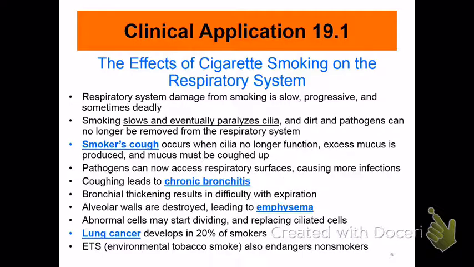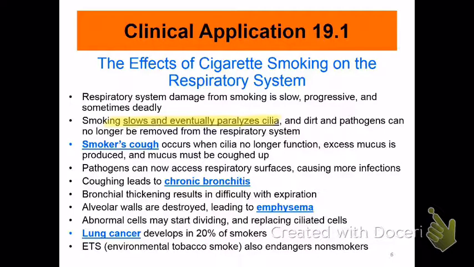Smoking slows and eventually paralyzes those cilia. Now, why do we have to have the cilia? Why are they so important? Well, the cilia catch the dust or the bacteria that we breathe in, so they're very important. We need that cilia there. It says that dirt and pathogens can no longer be removed.